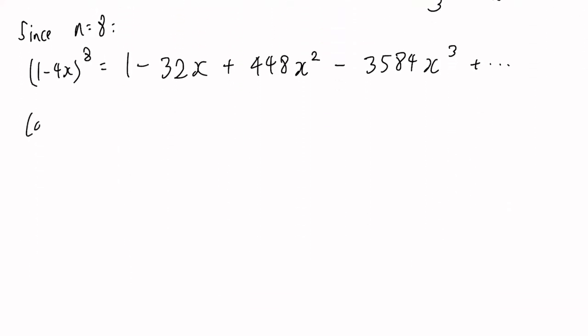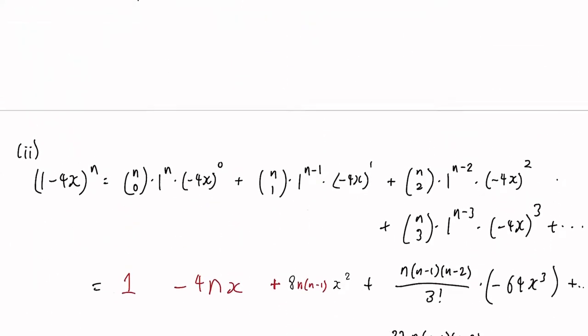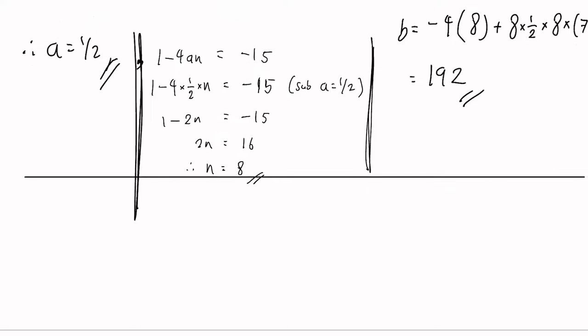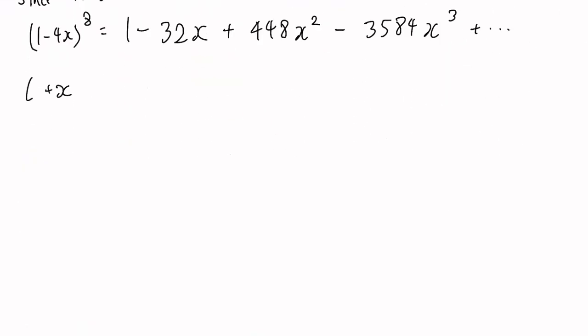Because we are trying to find the x cubed in the expansion of not this 1 minus 4x power 8, but rather a plus x. I'm just going to replace the a straight away with a number already. What is a? Half. Oh, half, yes, correct, I forgot. Okay, half plus x multiplied by 1 minus 4x power 8.